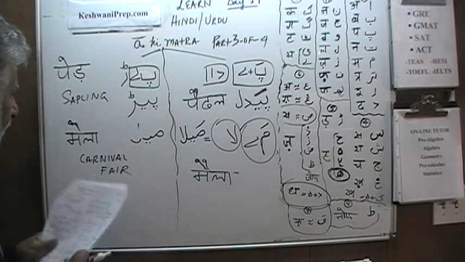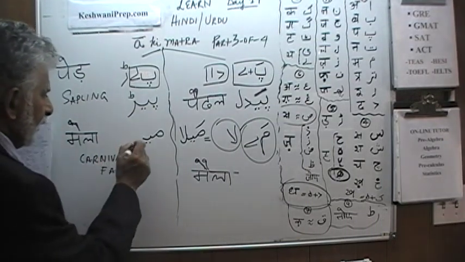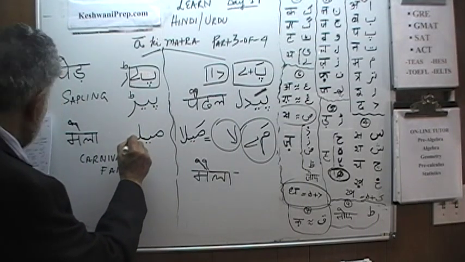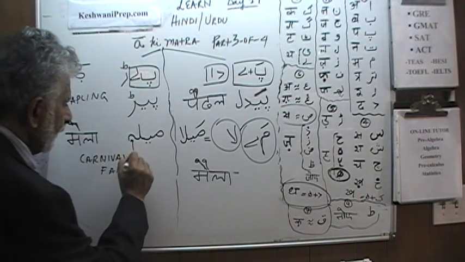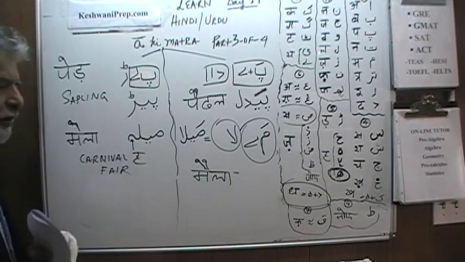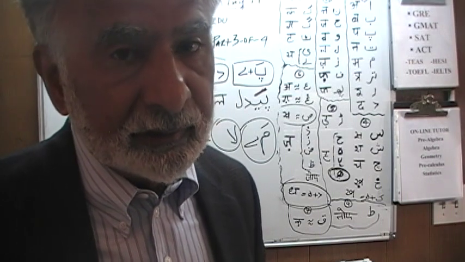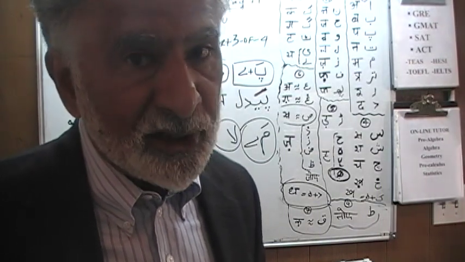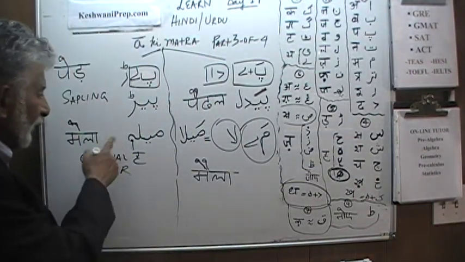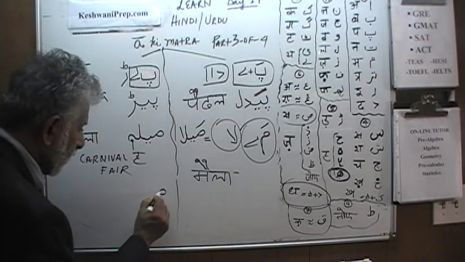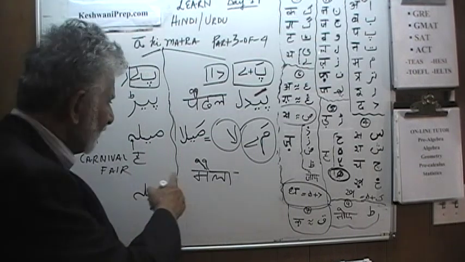I have to pick this up to make sure I write it properly. Mela. Let me first write it, then I'll explain it. So here's your L, and it goes like this. And that's a H. That's actually a H. But it's not Mela H. It's still pronounced Mela. It still pronounces Aki Matra, but for some strange and inexplicable reason, the correct spelling requires that instead of putting an Aleph, we put a He. Mela. That's a carnival. This Mela means dirty.